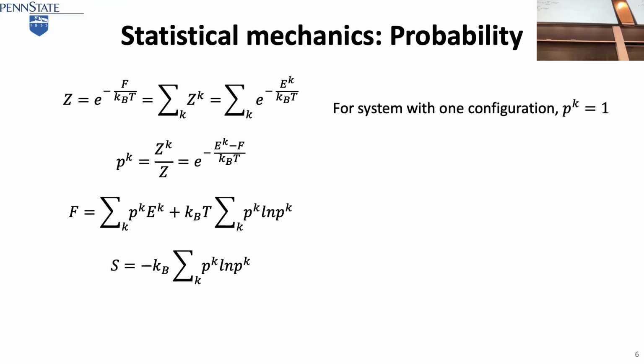Consider a system with very, very low temperature where all the degrees of freedom are still completed. Then from this equation, you can see that this term is zero, so the first term is left, so P equals to EK.